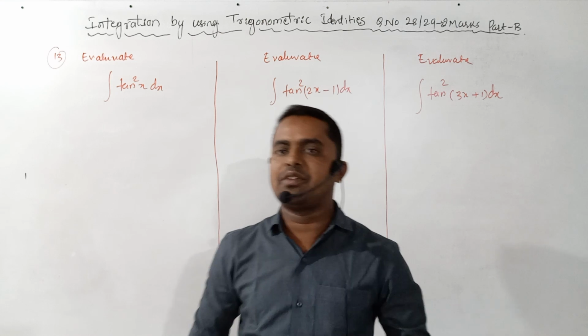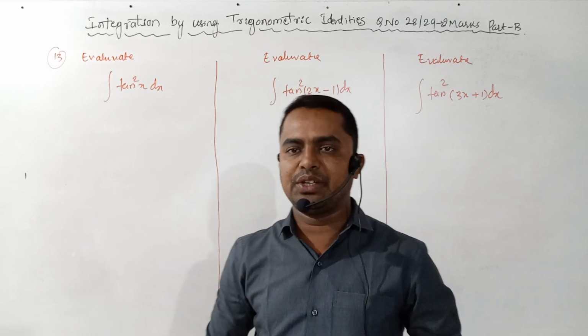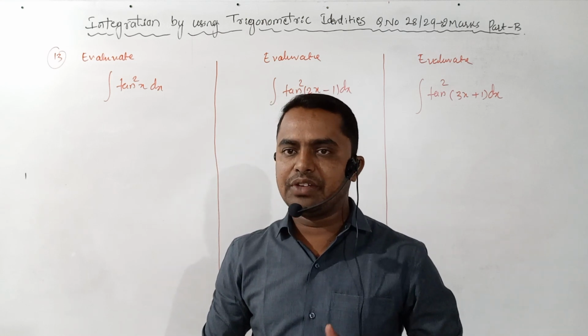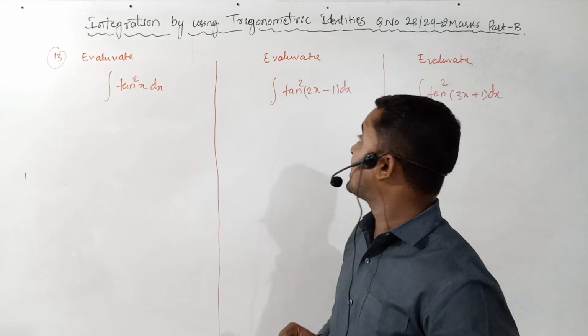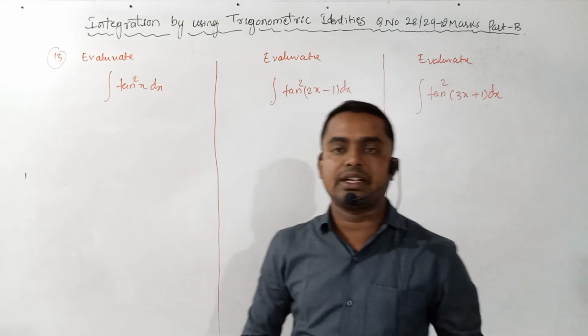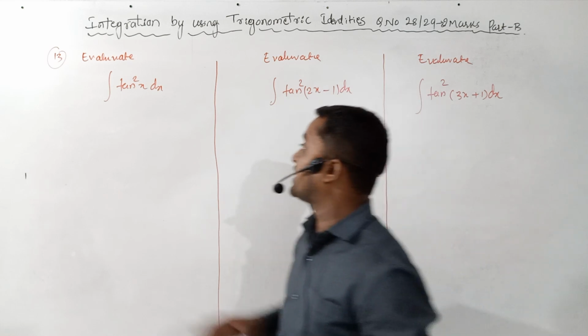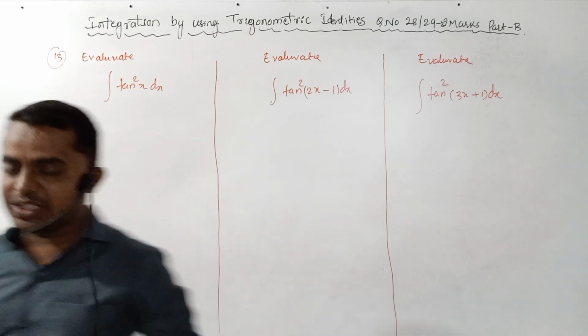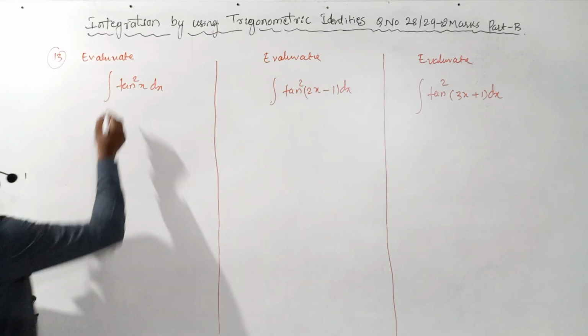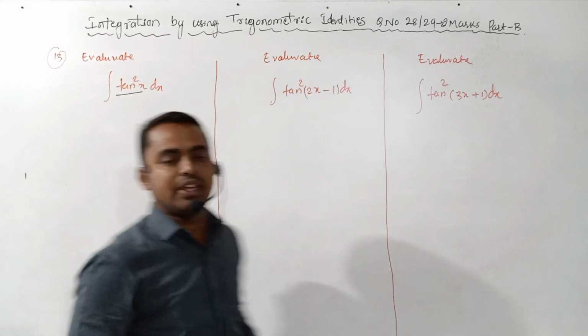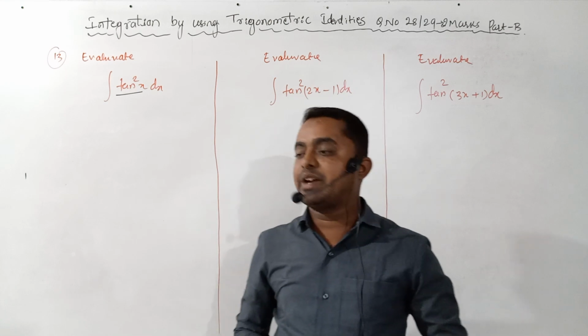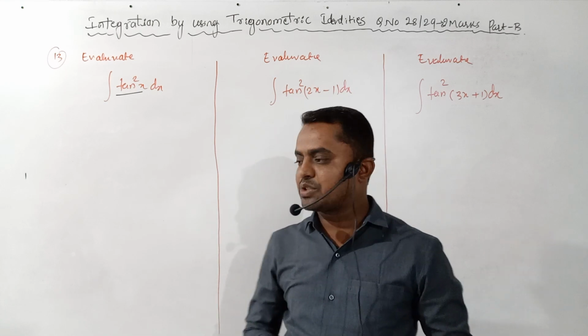In this video, again, we are going to continue the integration by using trigonometric identities, which will be asked in Part B, question number 28 or 29 for 2 marks. So let us evaluate integration of tan square x. We don't have any formula for integration of tan square x, but we know that tan square x can be converted in terms of sec square x minus 1.